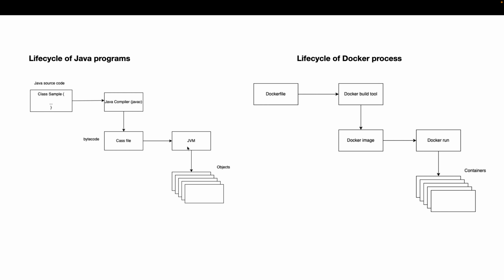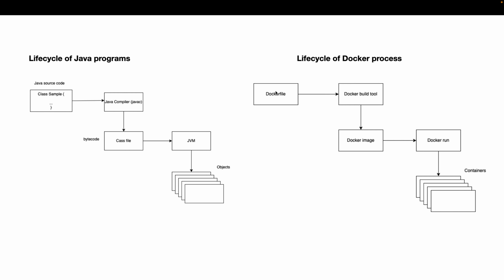This class file is then run on the JVM to create objects, and you can create as many objects as you want from that class. You need not restrict yourself to creating just one object. As long as you have this Sample class blueprint, you can choose to create many objects from that blueprint. On similar terms, you have a Dockerfile.